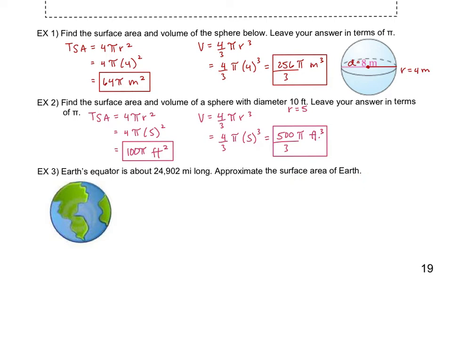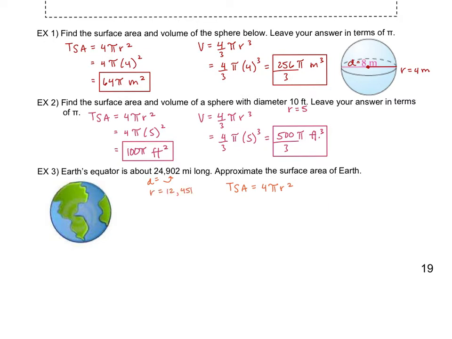Wait a minute. So we know we're going to be looking at the total surface area formula, but right now we're not given the radius, are we? Maybe we are. I don't know. Let's look back at this. The Earth's equator is this long. So I will tell you that equator is going straight through the center. That's how we're going to look at it in this problem. So essentially, that number represents our diameter. So if we want our radius to approximate that total surface area, we got to take half of that.